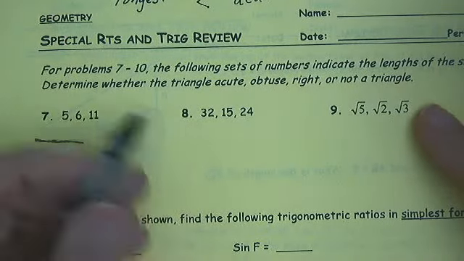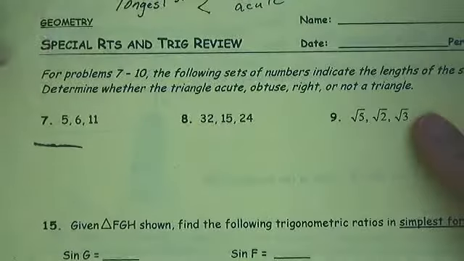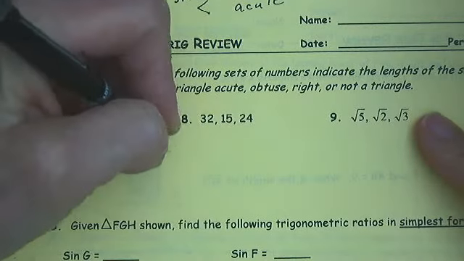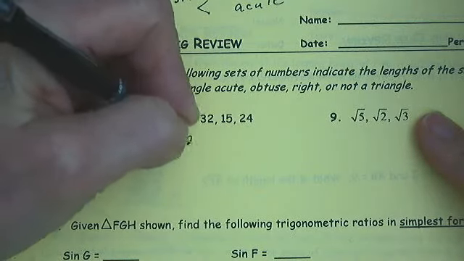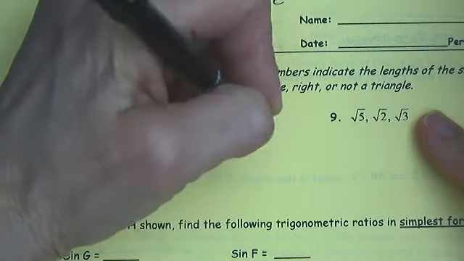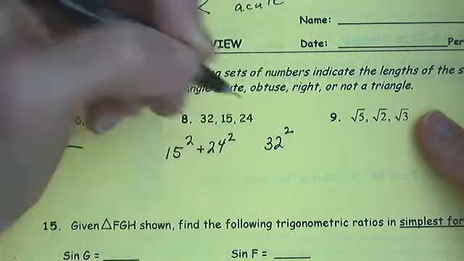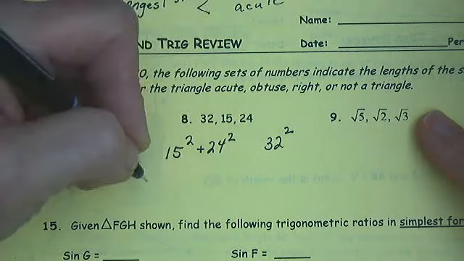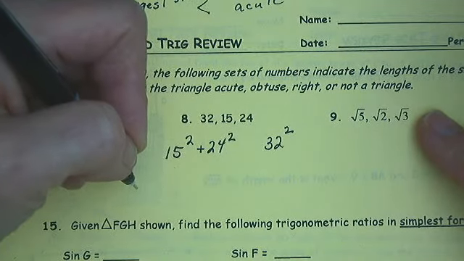Number 8. We need a calculator. We so need a calculator. 15 squared plus 24 squared and 32 squared. 15 squared is 225.